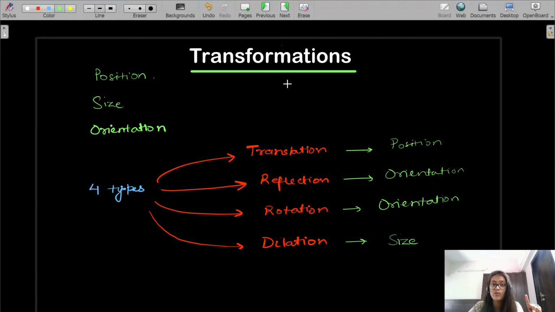So in the next video we will do some practice problems on these transformations, and then in the next videos we will learn these four transformations in detail. I'm going to make a separate video for each of these four transformations.